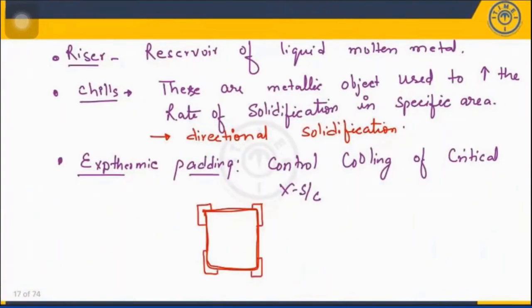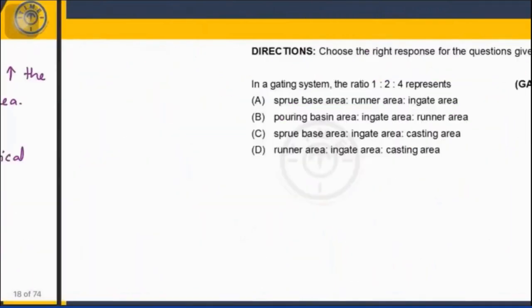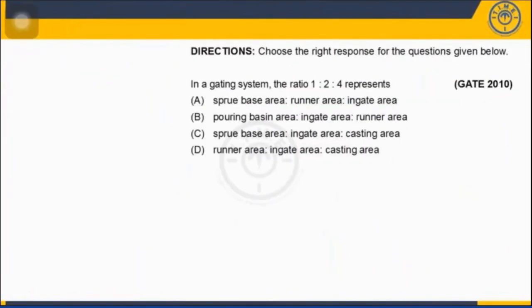And this is very, very important because I have covered more than 4 to 5 concepts in a single match the column question. Now, one more question. In the gating system, the ratio of 1:2:4. You know what the gating system is? I have already discussed this part, but still I'm explaining it to you. This is the runner.